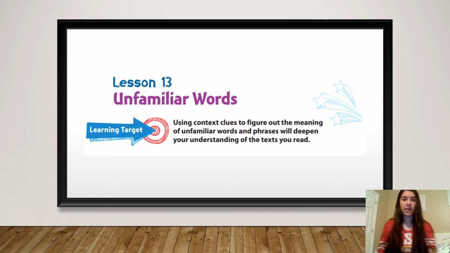This week we're going to be working with unfamiliar words. So in this lesson, we're going to be using informational text to use context clues to define unfamiliar words. So let's start by reading the learning target on the screen. Using context clues to figure out the meaning of unfamiliar words and phrases will deepen your understanding of the text you read.